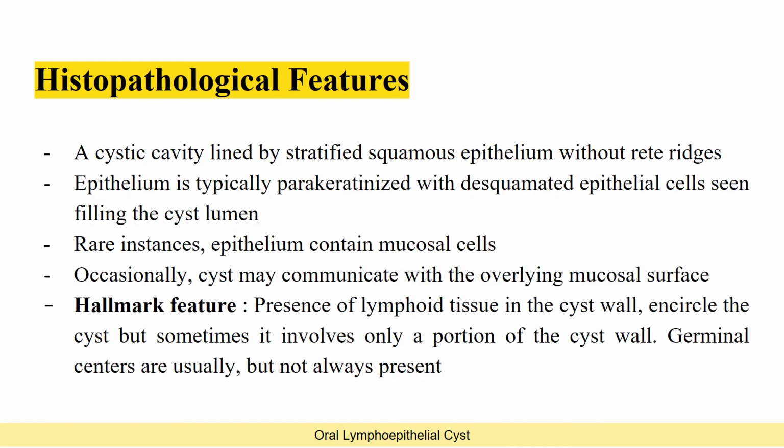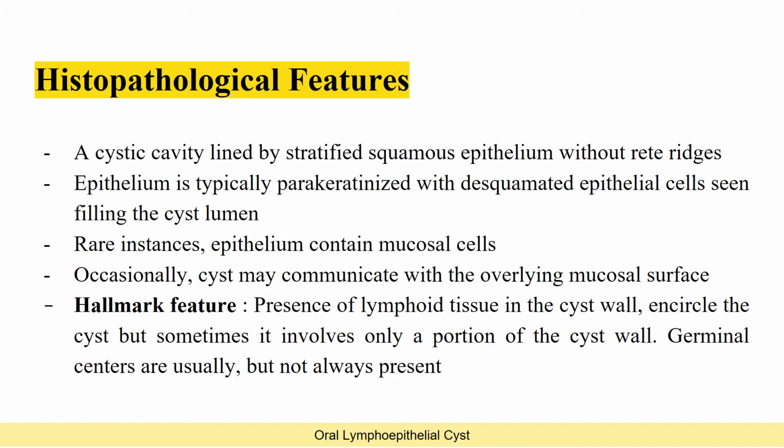Moving on to the histopathological features, there is a cystic cavity which is lined by stratified squamous epithelium without the rete ridge, and the epithelium is typically parakeratinized with desquamated epithelial cells filling the cyst lumen. In rare instances, the epithelium will contain mucous cells. Occasionally, the cyst may communicate with the overlying mucosal surface.